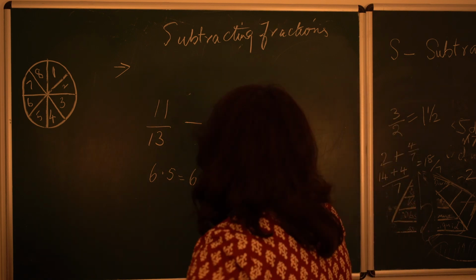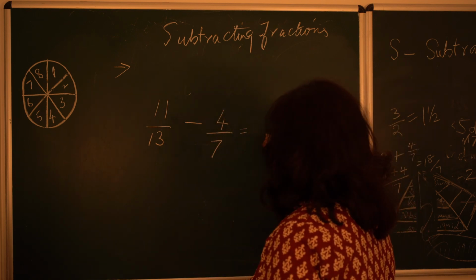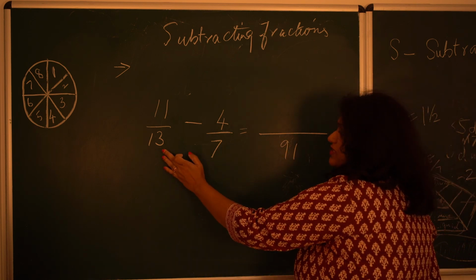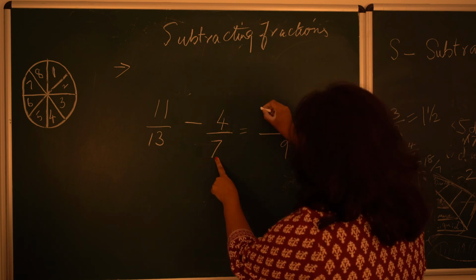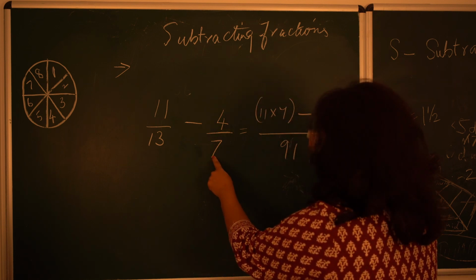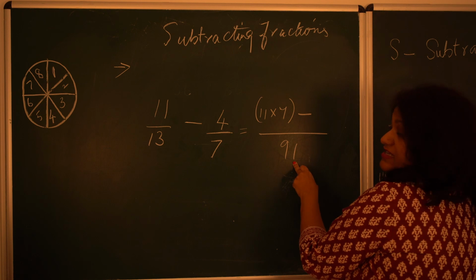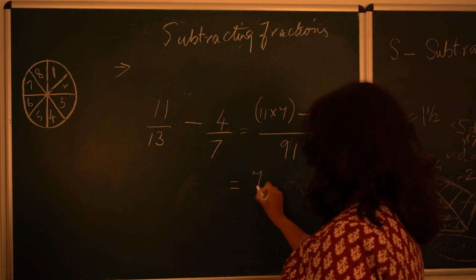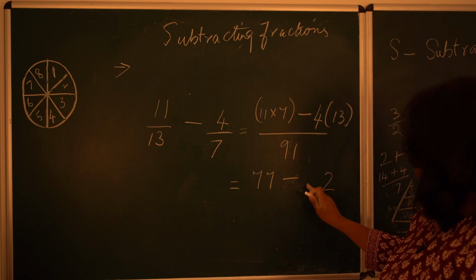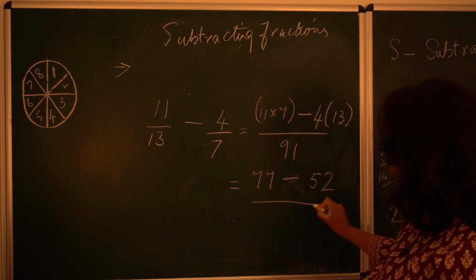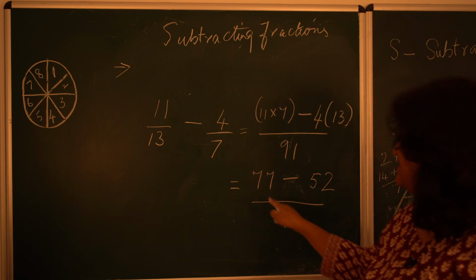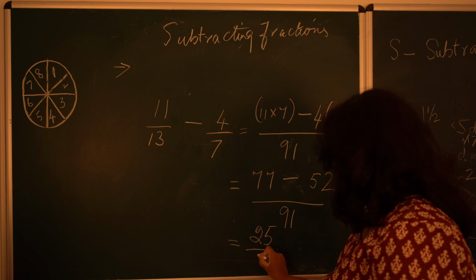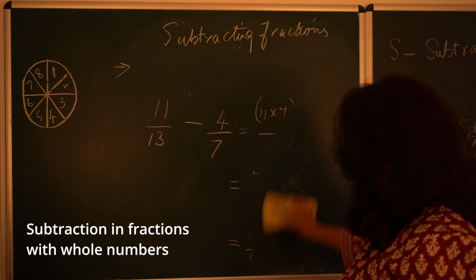Now let's get to the subtraction bit. Let's find a denominator. I'm just going to go with 91. 13 goes in 91 7 times. So I will multiply this 11 by 7. Minus 7 goes in 91 13 times. Minus 4 into 13. My answer is 11 times 7 is 77. Minus 4 times 13, 52, divided by 91. So 77 minus 52 is 25. 25 divided by 91. Let's go on to the third type of subtraction.